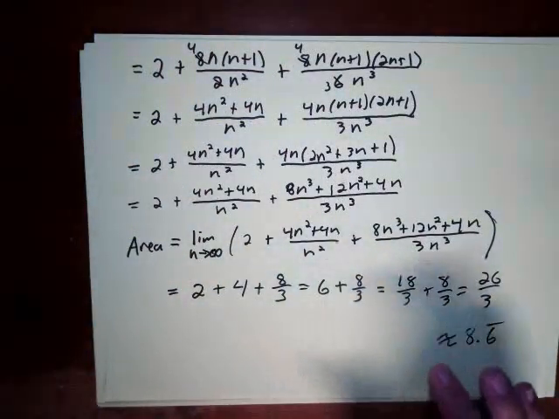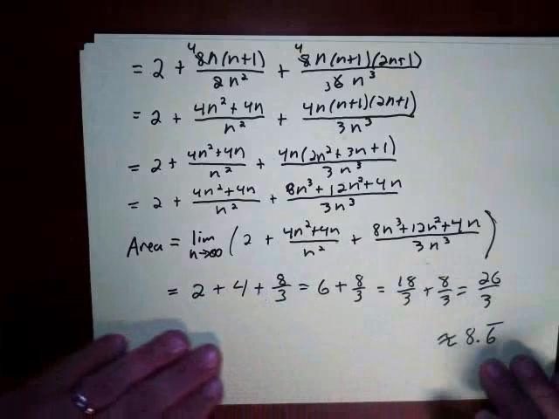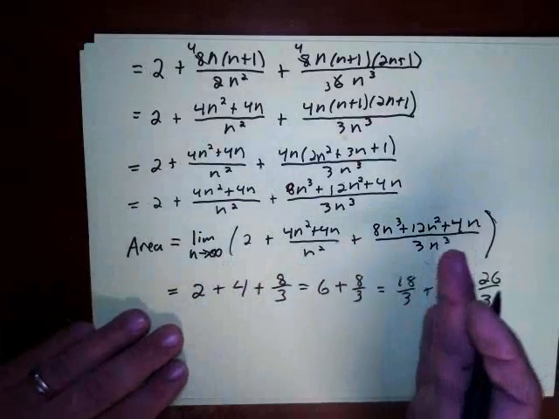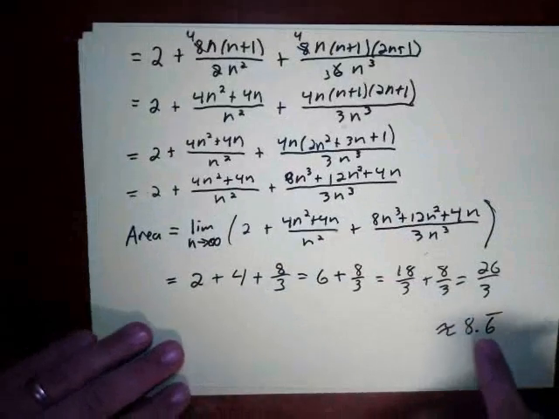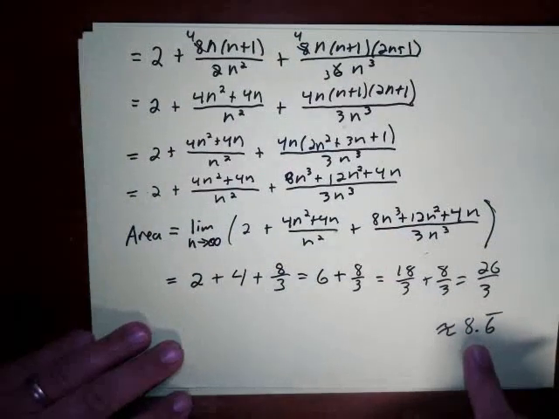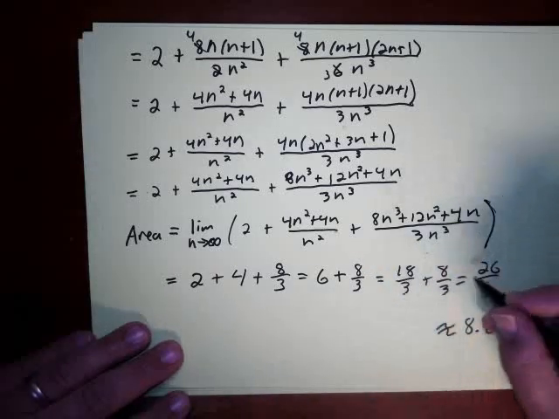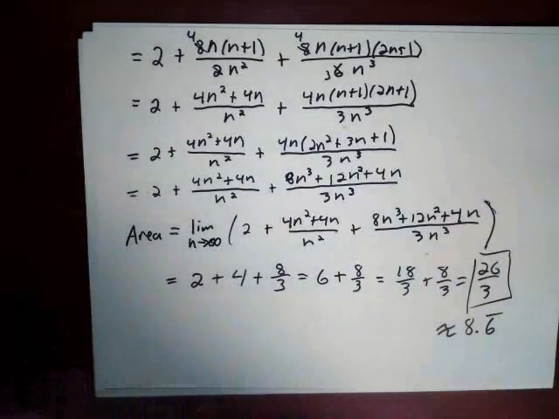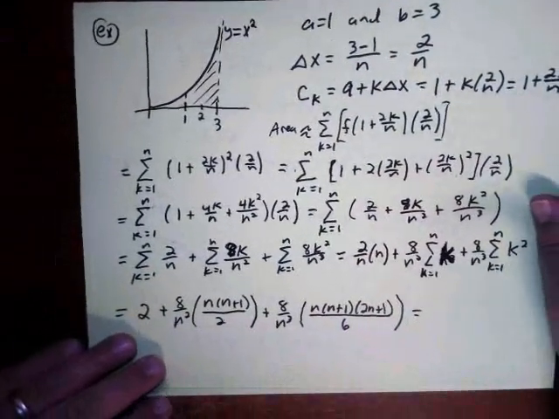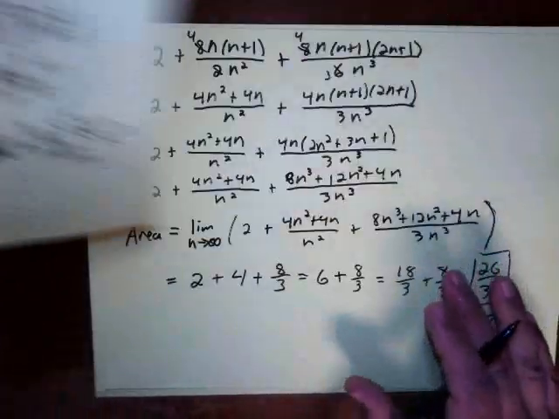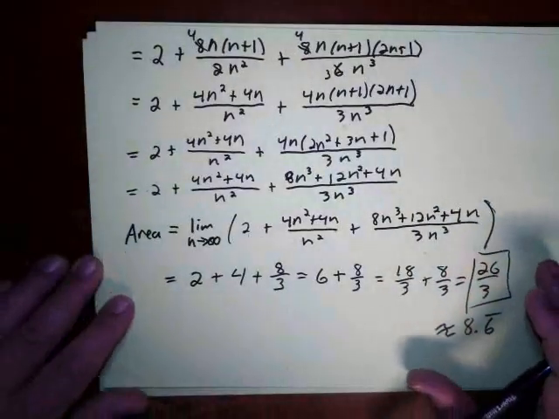And that, if you go back and look at the very first video where we found the area between 1 and 3 under x squared using the Riemann sums, the exact answer was 8.6, or 8 2/3. And so this actually gives me the exact answer, okay? But there was a lot of work there. A lot of work was involved, right? But let me show you one quick shortcut.